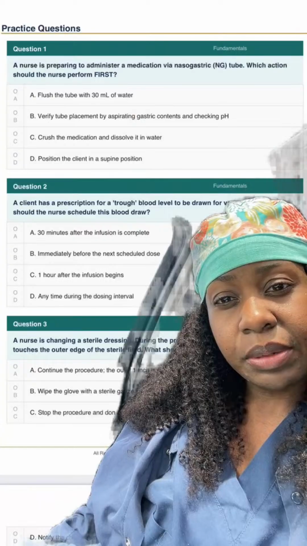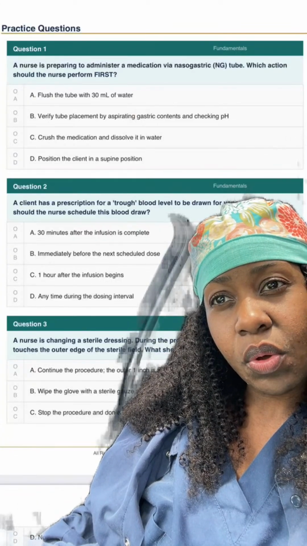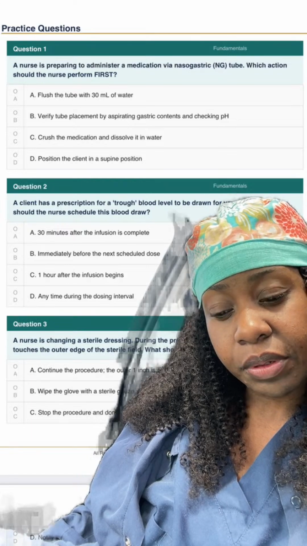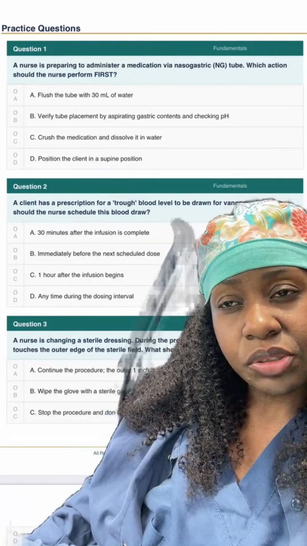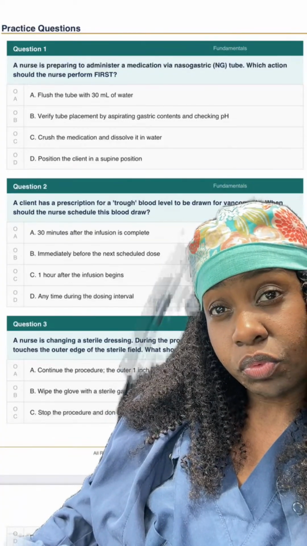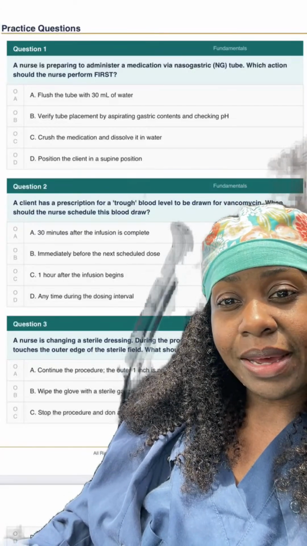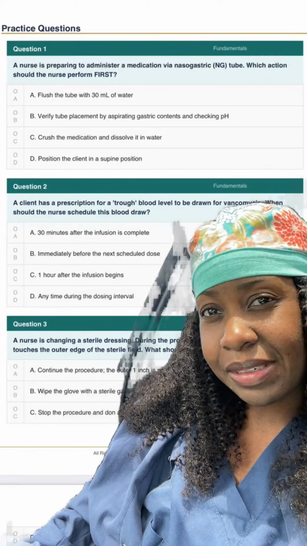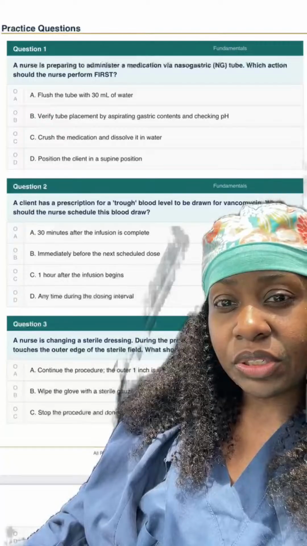A, 30 minutes after the infusion is completed. No, because we need to know what the trough is before. Okay? B, immediately before the next scheduled dose. I mean, would you want to know immediately? Would you not want to know? C, 1 hour after the infusion begins. And D, at any time during the dosing interval.